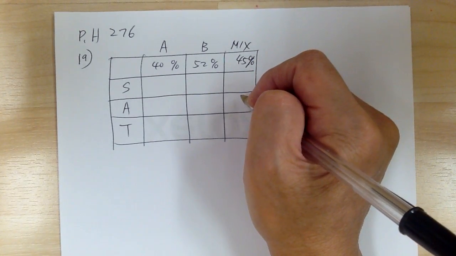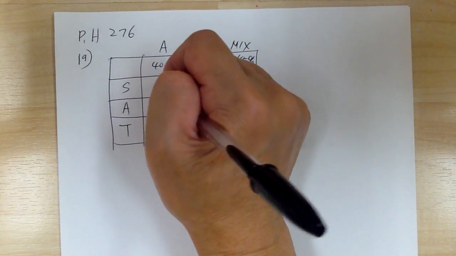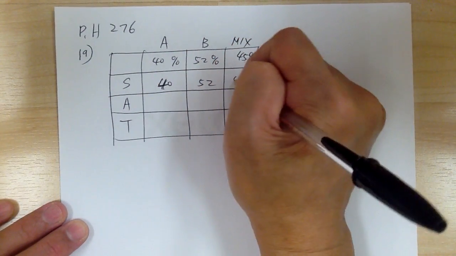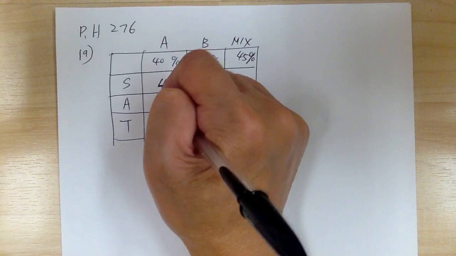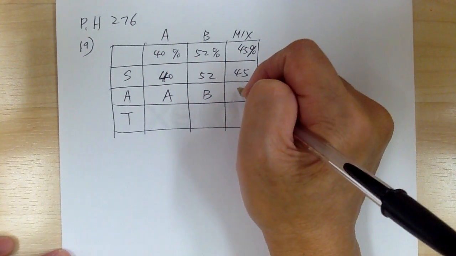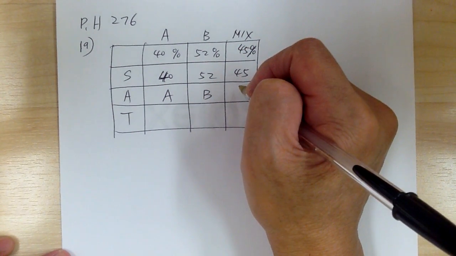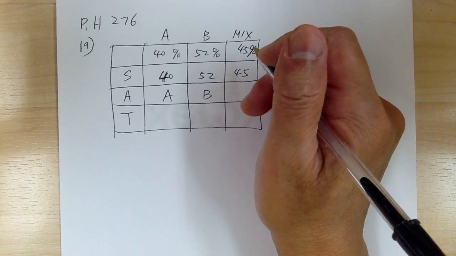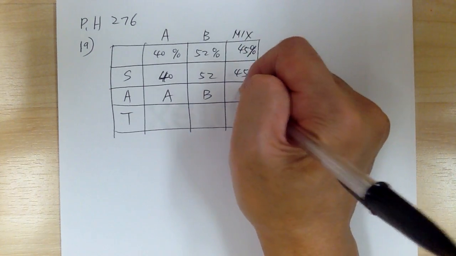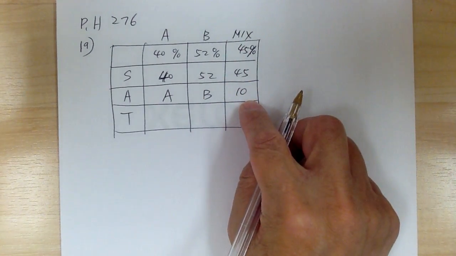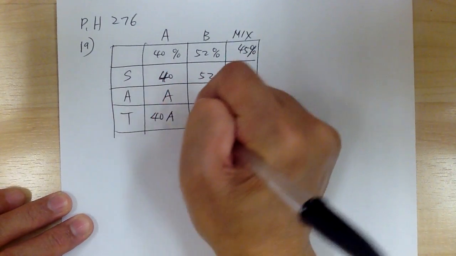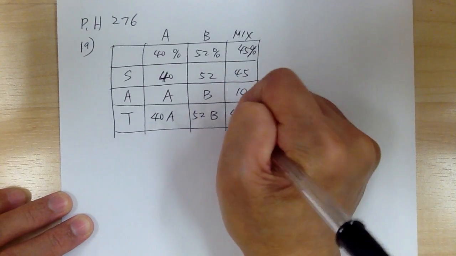It says how many quarts of each, right? So that's the strength: 40, 52, 45. The amount you don't know, so that's your A and B. And to mix to get the correct strength. Okay, then the customer wants 10 quarts, so there are 10, right? So you have to be careful to get all the information, 10 quarts. So you get 40A, 52B, and 450.